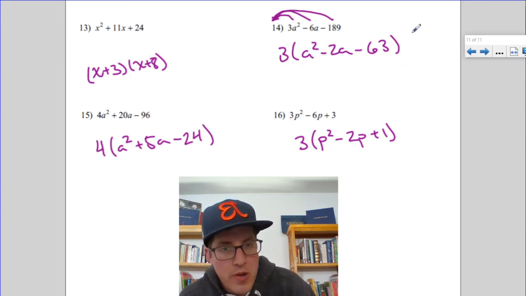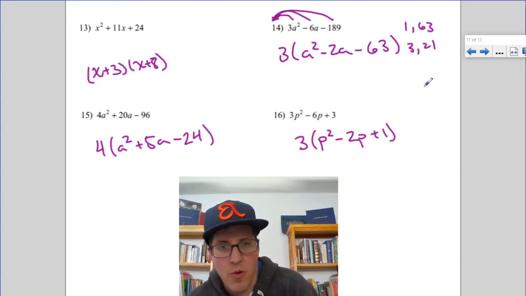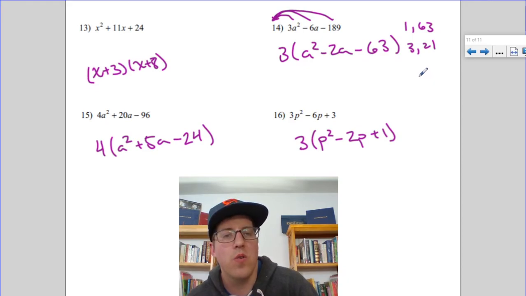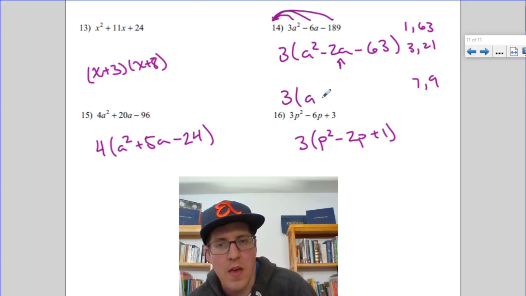So I'm looking at 63 and I'm saying, ooh, 63. Well, 1 and 63, and well, it's not even, so it's not divisible by 2. 3 and 21. And I'm looking at them like, man, those numbers aren't that familiar. Is there one that's maybe more familiar? So skip over a bit. What if I do 7 times 9? Oh, those are 2 apart. So I could do 3 times a minus 9 times a plus 7.